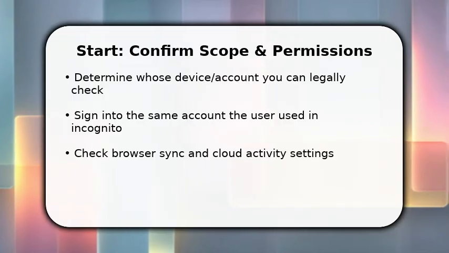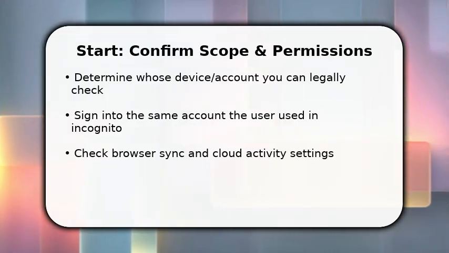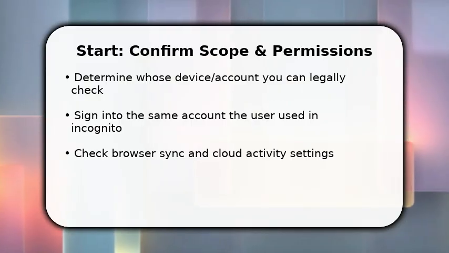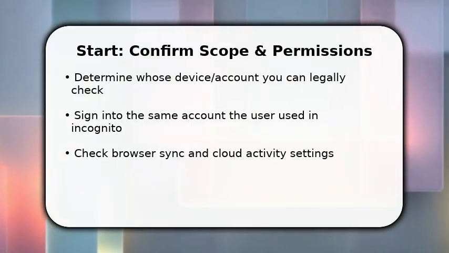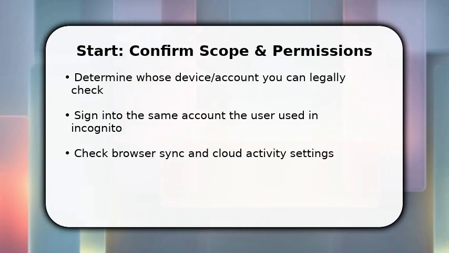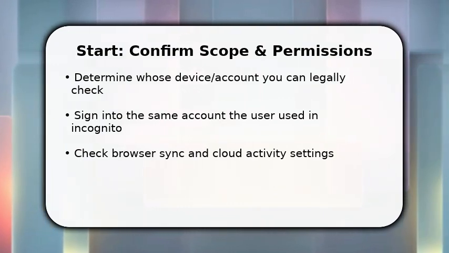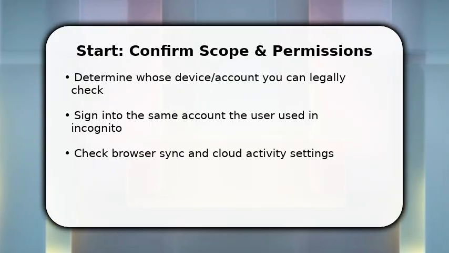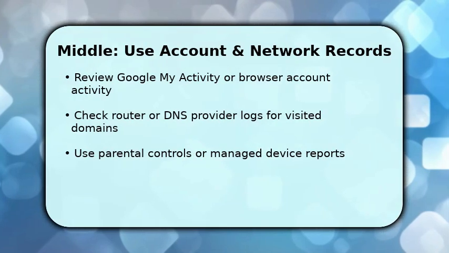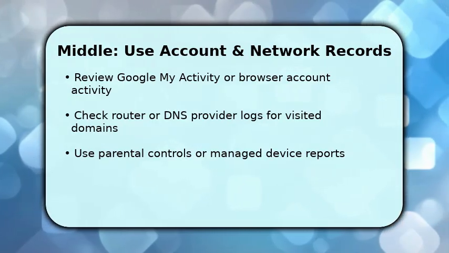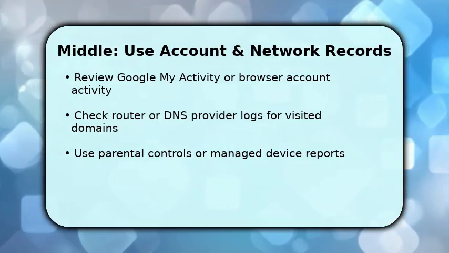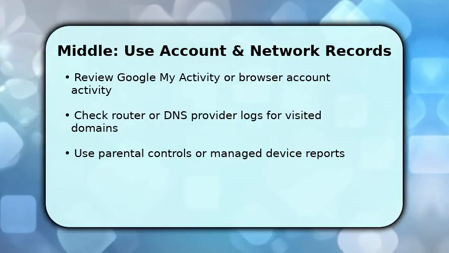If they weren't, explain why retrieval may be impossible and pivot to preventative steps like enabling safe search or family supervision. Next, check account-level records and network logs. For your own account, visit the account's activity dashboard to see searches and visited URLs saved to the cloud. This reveals activity even if the session was incognito on the device.